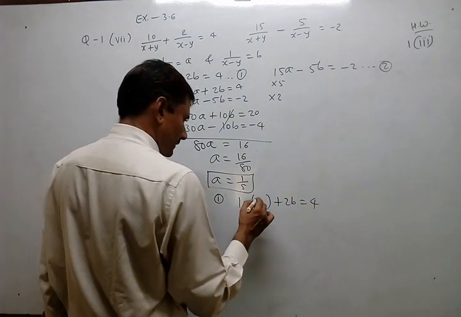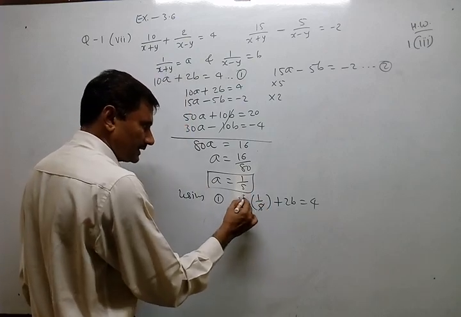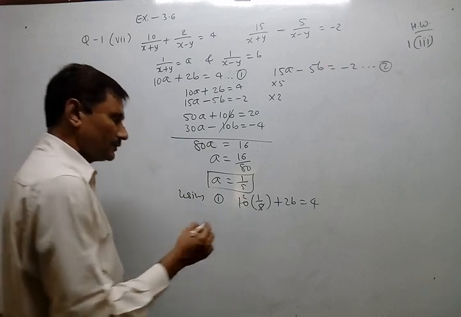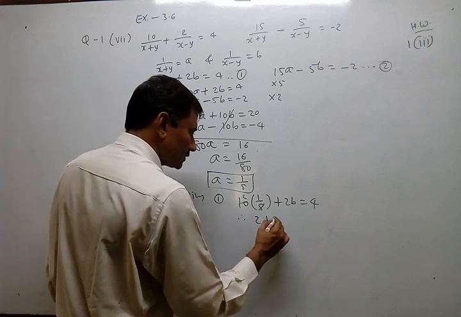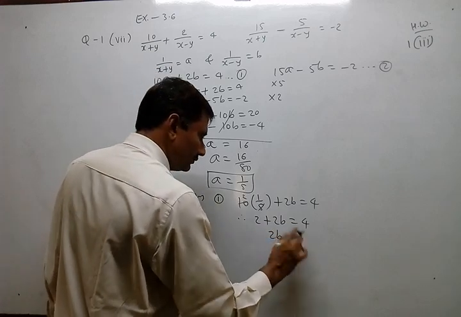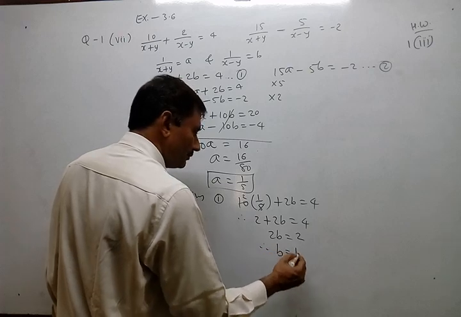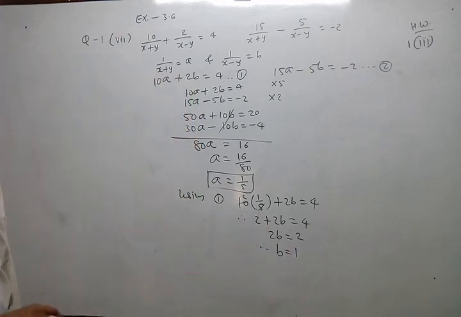But in place of a, write down 1 by 5. So it becomes 5 to the 10. Okay, 2 is in the numerator. So whatever is left, 2 plus 2b equal to 4. So 2b equal to 4 minus 2, which is 2. Therefore b equal to 2 upon 2, which is 1. Okay, you understand?